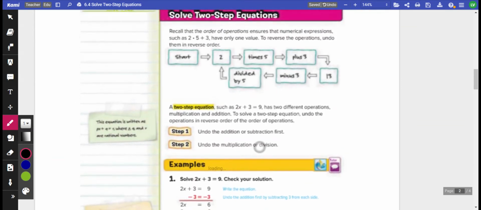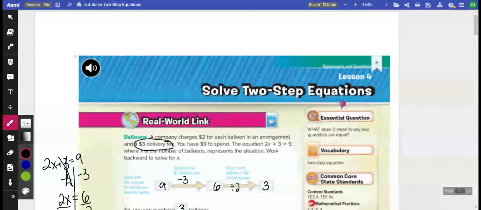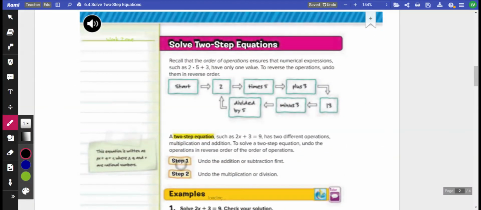So when you solve two-step equations, your first step is to undo addition or subtraction, whichever comes first. Your second step is to undo the multiplication or division, again, whatever comes first. So this is the inverse of the order of operations.